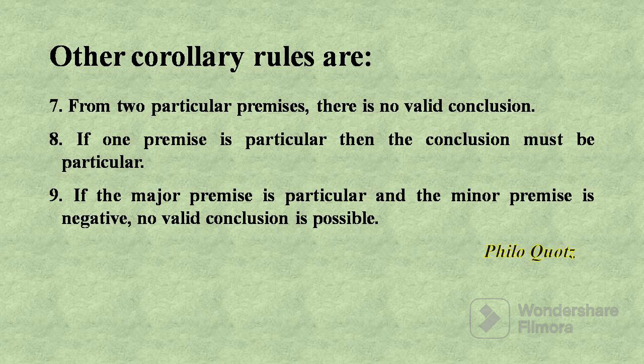Number 9: if the major premise is particular and the minor premise is negative, no valid conclusion is possible. So these are the 6 basic plus 3, that is 9 rules of categorical syllogisms and their fallacies.